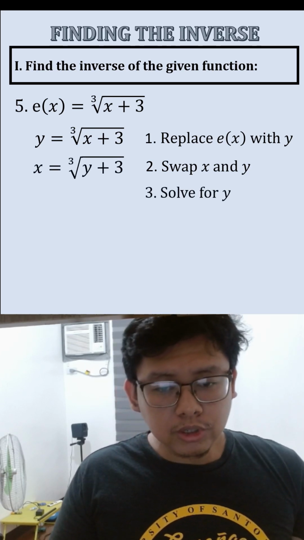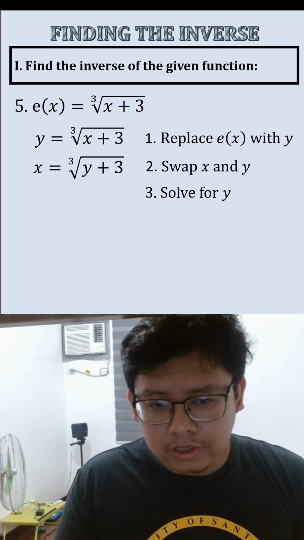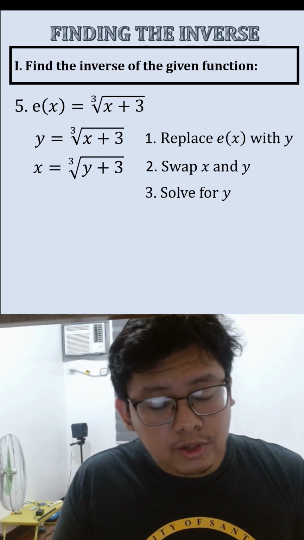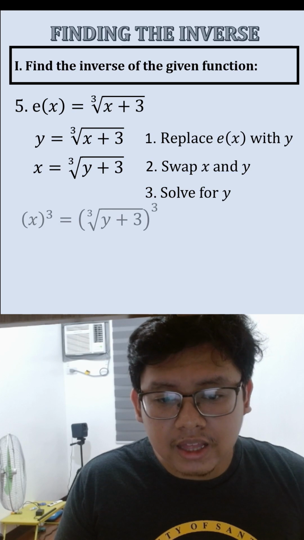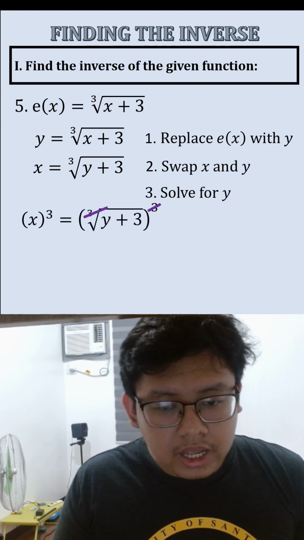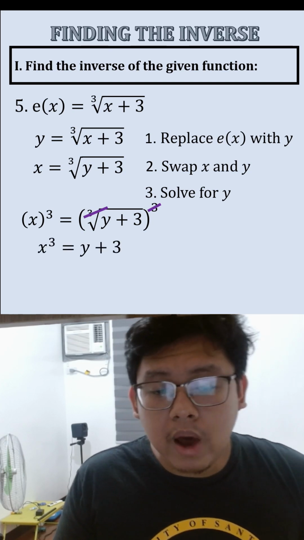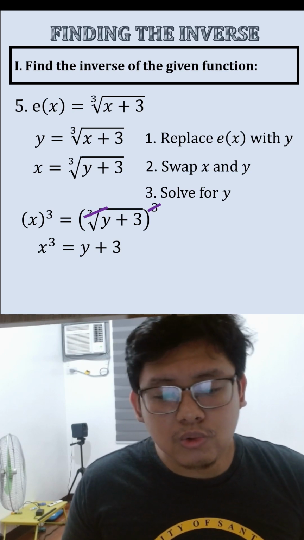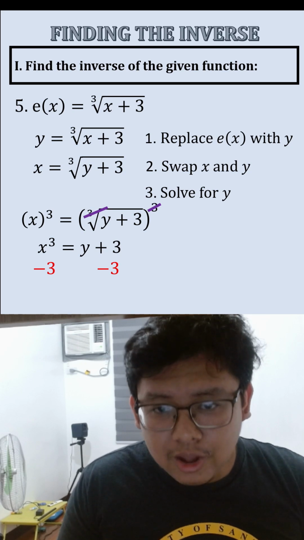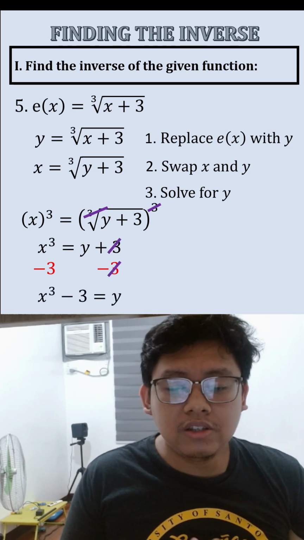Then we solve for y. So we isolate the variable y by first removing the radical sign. So we get the inverse of the cube root symbol by getting the cube of both sides of the equation. So we cancel the exponent and the radical sign. So we will have x cubed is equal to y plus 3. Then we proceed to isolating the variable y by subtracting both sides by 3, removing the constant term. So we cancel 3. So we will have x cubed minus 3 is equal to y.